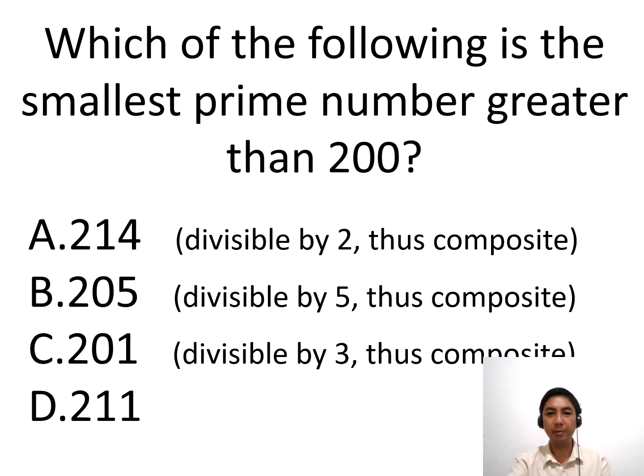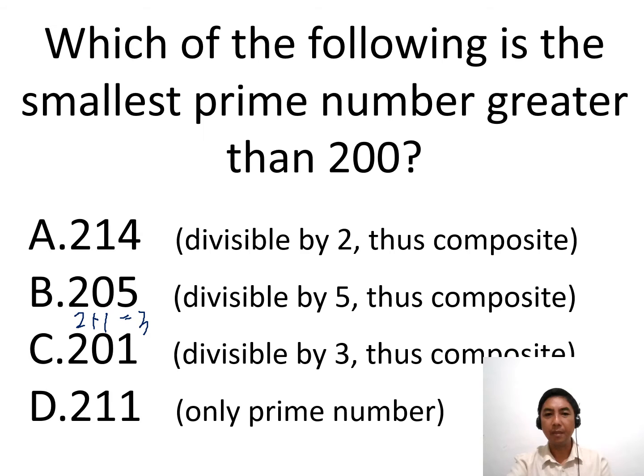Letter C is divisible by 3, so another composite number. It is divisible by 3 because if you add the digits 2 and 1, it will give you 3, and 3 is divisible by 3. That makes the whole number divisible by 3. For letter D, I can't find any other factors of 211 other than 1 and 211. So the only prime number here is 211, and that is the answer.